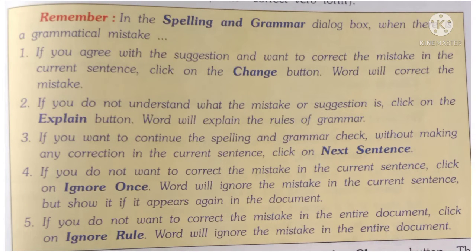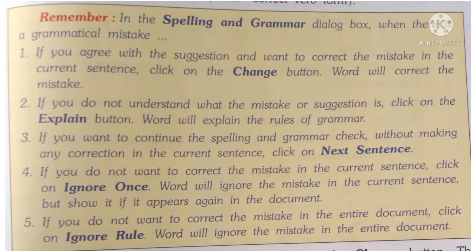Remember, in the spelling and grammar dialog box, when there is a grammatical mistake, number 1, if you agree with the suggestions and want to correct the mistake in the current sentence, click on the change button. Word will correct the mistake. Number 2, if you do not understand what the mistake or suggestion is, click on the explain button. Word will explain the rules of grammar.